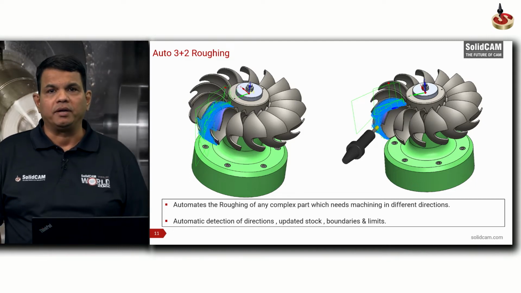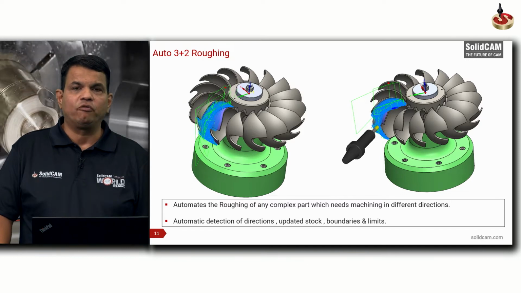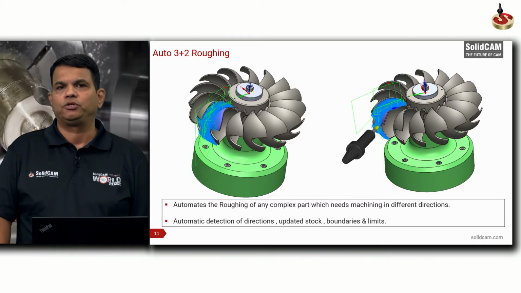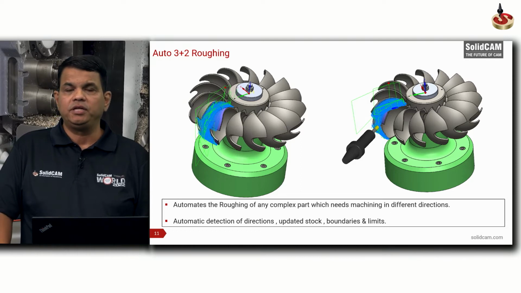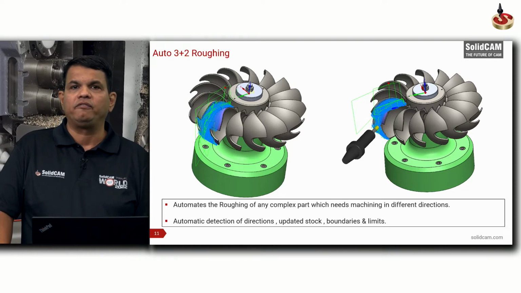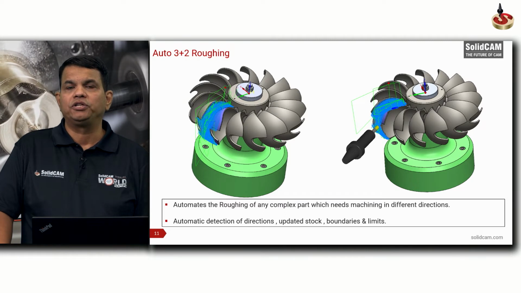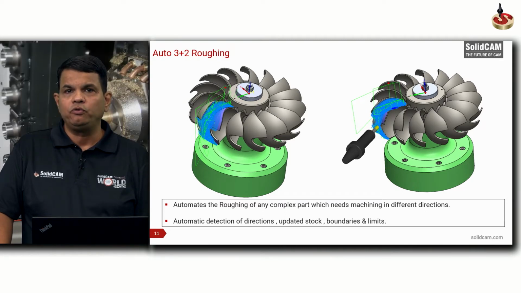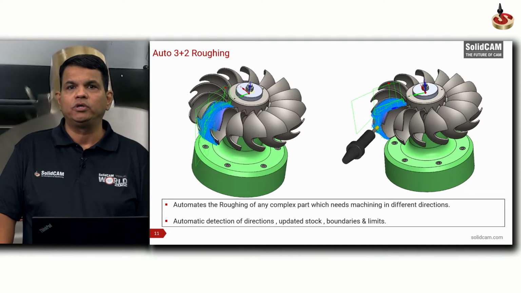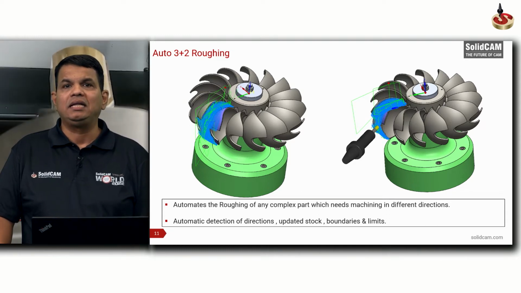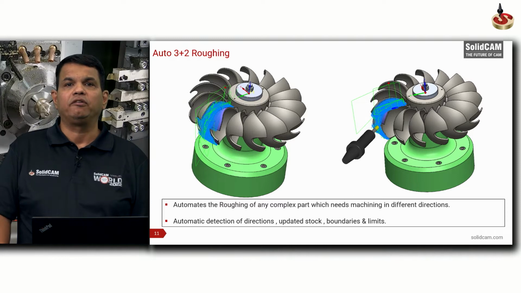One of the most critical applications for Auto 3+2 is right in front of you on the screen. It's a Pelton wheel. In a Pelton wheel, it's really very difficult to identify which is going to be your direction, how much material it needs to remove, and where it needs to remove, because there is absolutely no way a user can pinpoint an area unless he looks at the simulation very carefully.